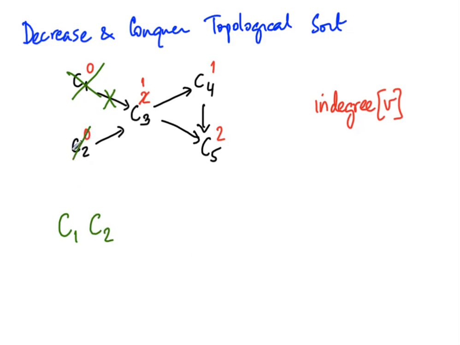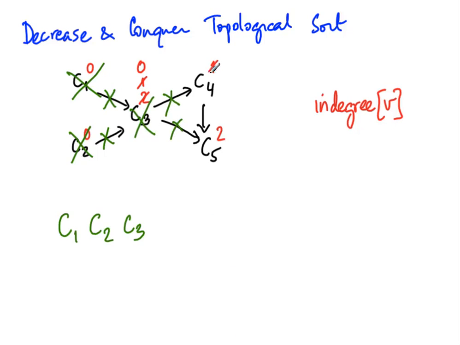We remove C2, remove this edge, compute in degrees again. So these in degrees don't change because nothing pointing into it has been removed. But C3 does reduce, and now C3 becomes a source vertex. So in the next step, we can now enumerate C3 because after 2 deletions, its in degree has become 0. So now we remove C3 and we remove these 2 edges and recompute the in degrees.